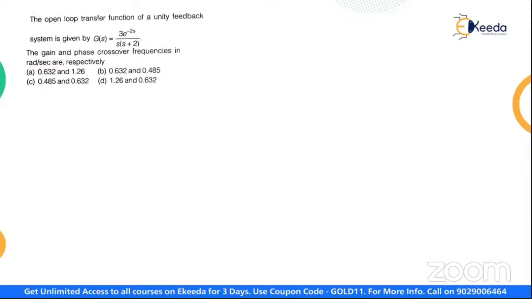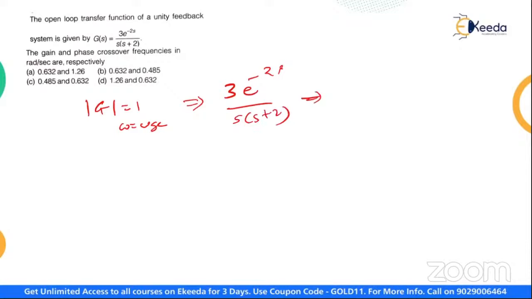See, gain crossover frequency. What is gain crossover frequency? Gain crossover frequency is that frequency when gain is equal to 1. When the magnitude of gain is equal to 1, at whatever frequency it is, at omega equal to omega gc, that is nothing but gain crossover frequency. Therefore, your transfer function is 3 e to the power minus 2s upon s into (s plus 2). You replace s by j omega. So you get 3 by omega into (omega squared plus 4) to the power half is equal to 1. Correct or not? This is the magnitude.